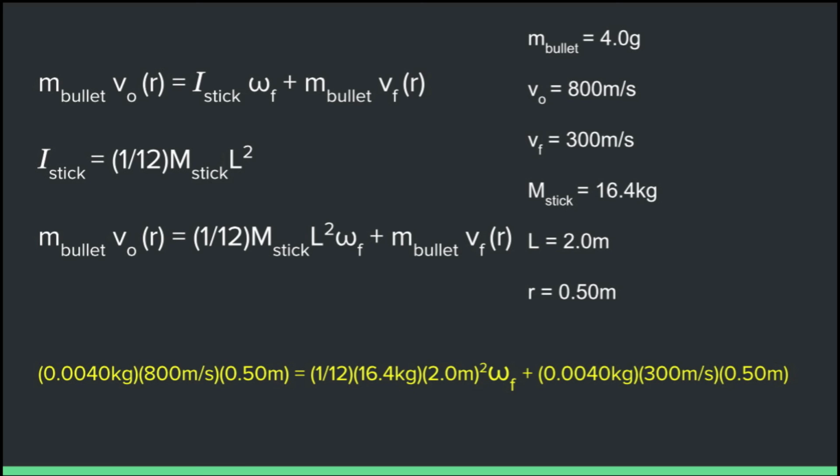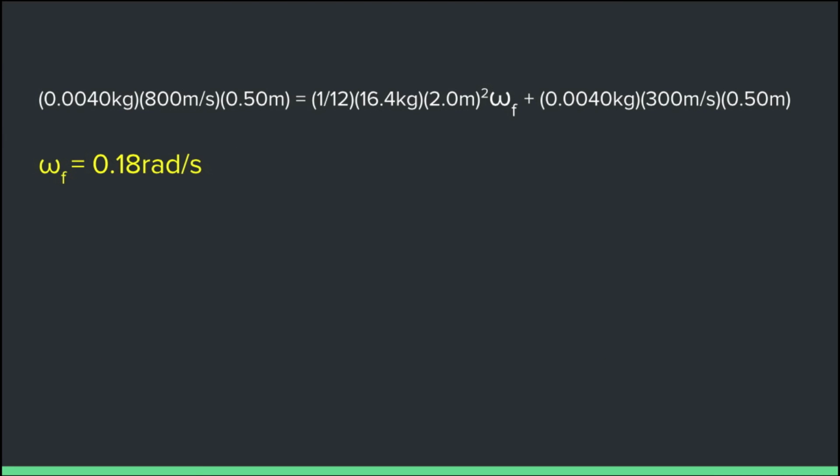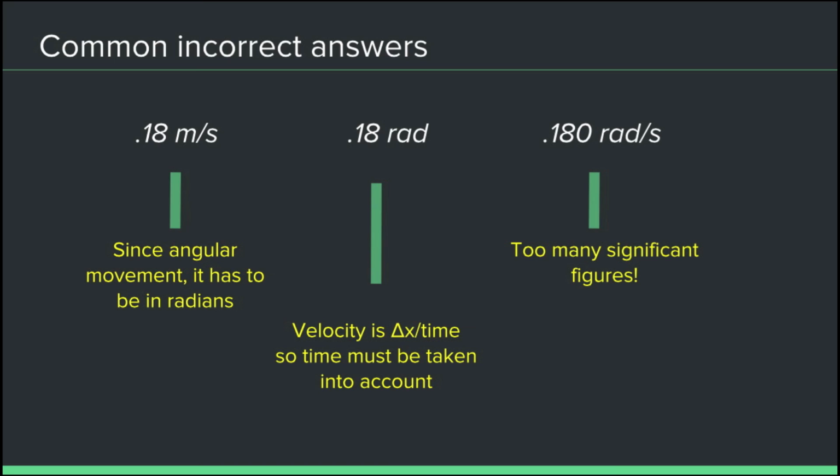We substitute these terms into our equation. We plug these values into our equation. A common mistake would be the inconsistency with units. The mass of the bullet needs to be converted to kilograms. Using algebra, the angular speed of the spinning rod was found to be 0.18 radians per second. Note that although radians does not appear in the equation, the standard unit for angular speed is radians per second. The answer was rounded to two significant figures.